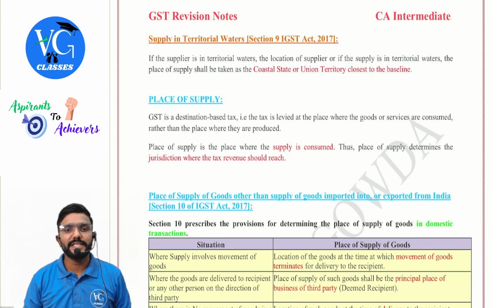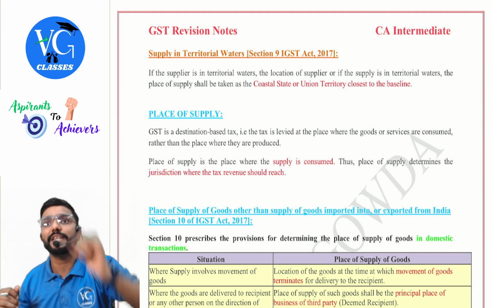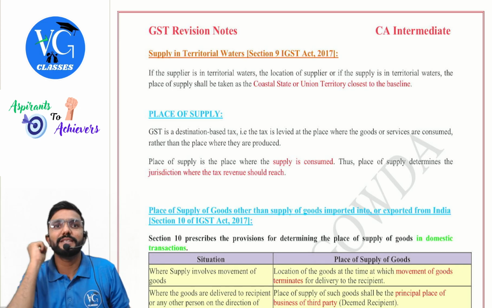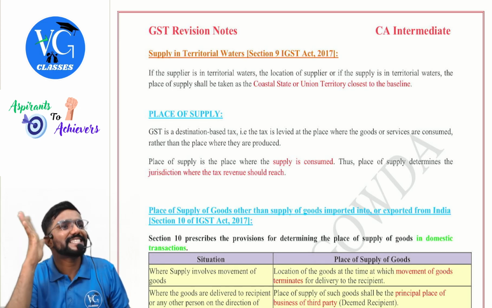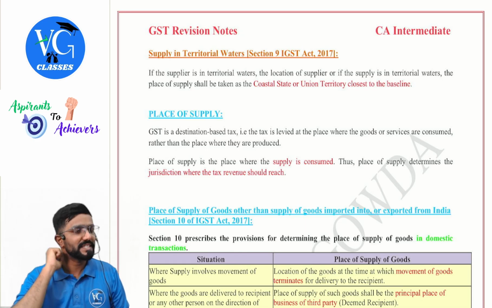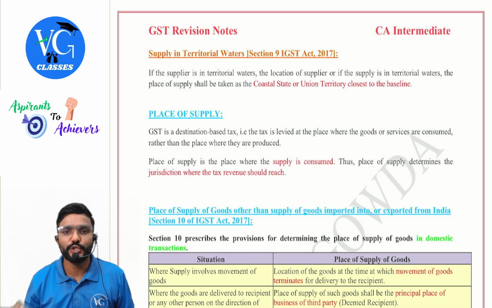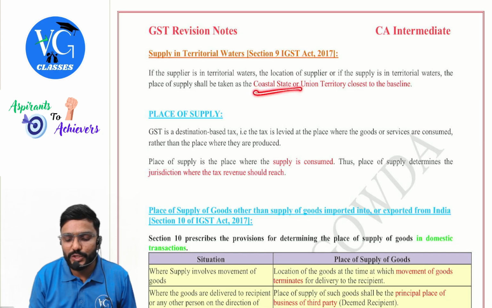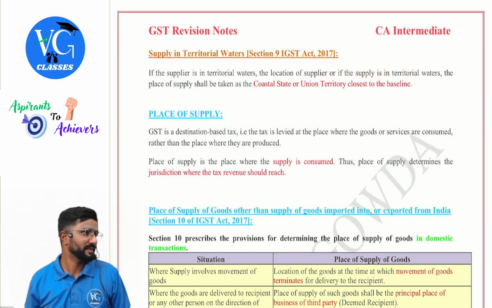Next, if the supply is in territorial waters, that is, either the location of the supplier or the place of supply is in water. Sir, on water something is supplied. So which state will get the revenue, which union territory? The nearest state. If the location of the supplier or the place of supply is in territorial waters, the place of supply shall be taken as the coastal state or union territory closest to the baseline.